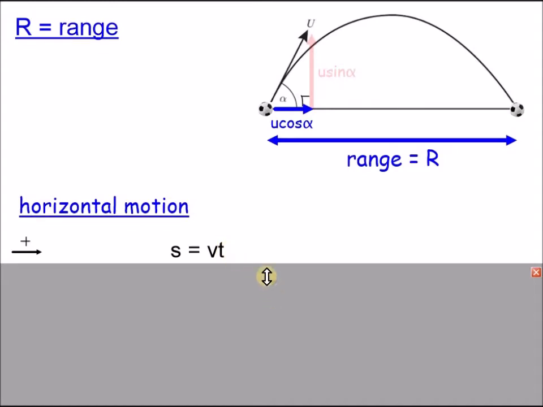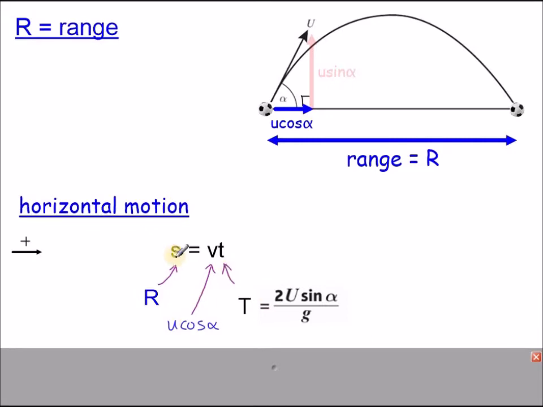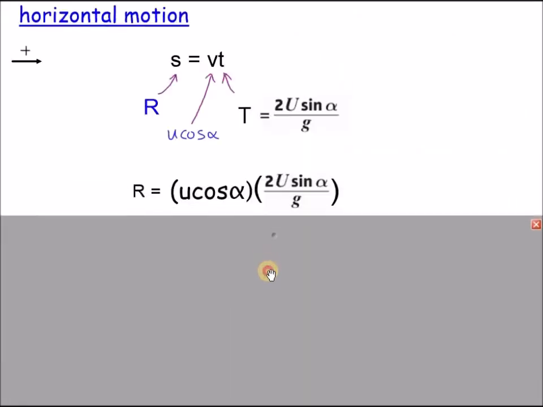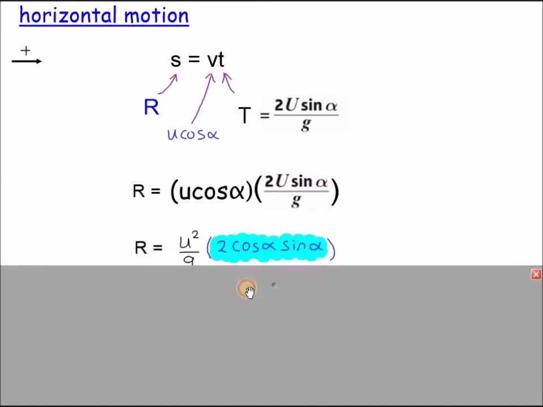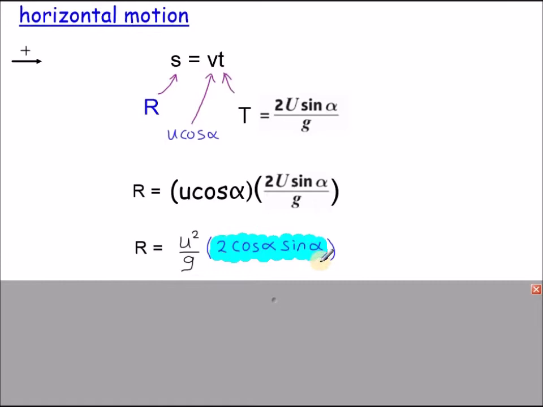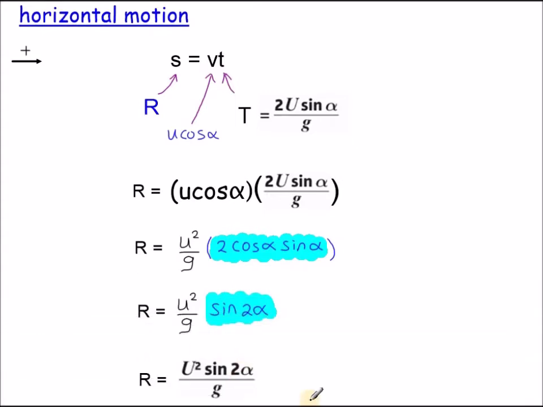We already have a formula for the time of flight, so we need to substitute these three into here, and that gives us this formula. We need to rearrange. We want the sine alpha and this cos alpha term together, like so, because this is a double angle identity for sine. We can replace this with sine 2 alpha, like so. So here is our formula for horizontal range.